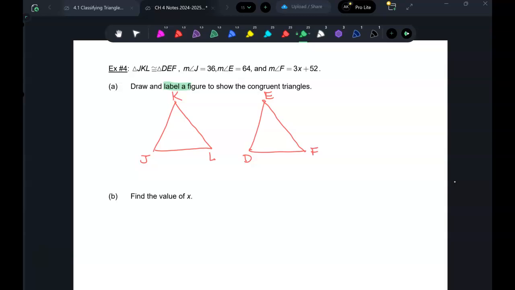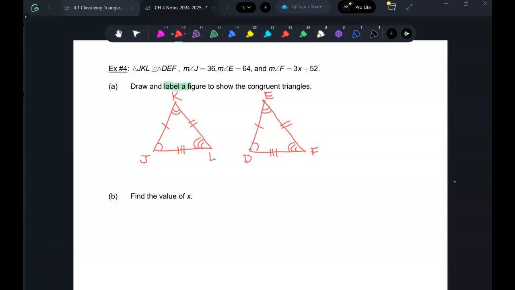J equals 36. Okay, and we also want to mark them congruent. So I'm just going to go through here real quickly. I'm going to make J and D congruent, K and E, L and F, and then I'm going to make JK congruent to DE, KL and EF, JL and DF. Okay, now we can label, because what are we trying to figure out?